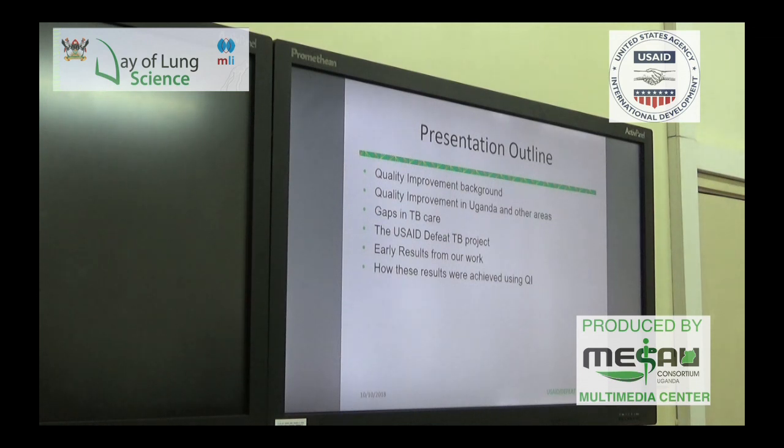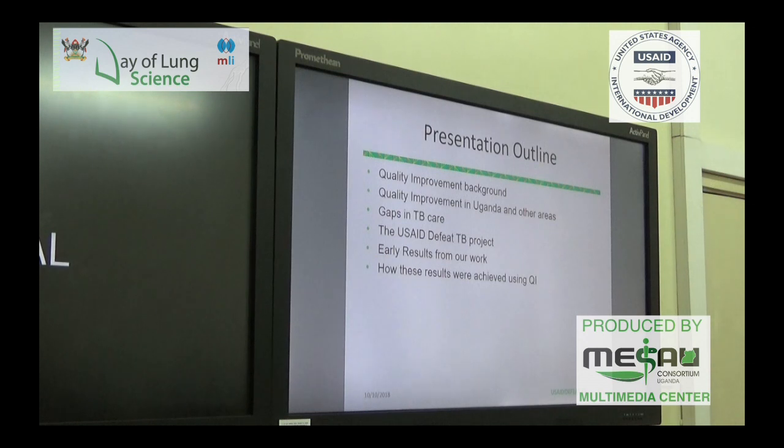I have an outline that talks about quality improvement as a short background, and then improvement in Uganda and other areas, the gaps in TB care, and then a little bit, of course, about the USAID Defeat TB project and what we are trying to do with TB in this country, some early results from our work, and really how these results were achieved using QI.